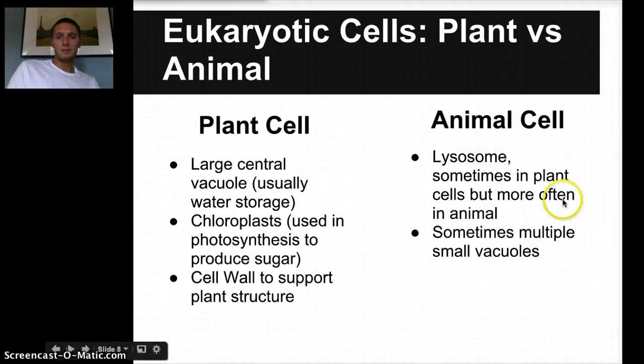A couple things for animals that are usually not found in plants. Animal cells have lysosomes. Sometimes they can be found in plant cells, but more often in animal cells. And as we previously discussed, animal cells have very small vacuoles. They do not have a large central vacuole like plant cells.